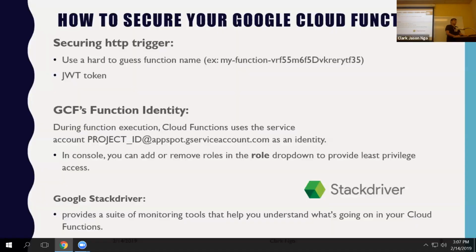And then, because we're always talking about security, I just checked some of the ways you can secure your Google Cloud Functions. The easiest way is basically to create a hard-to-guess function name. Otherwise, let's say, oh, this is the Clark function, it's so easy to search for it and execute it.